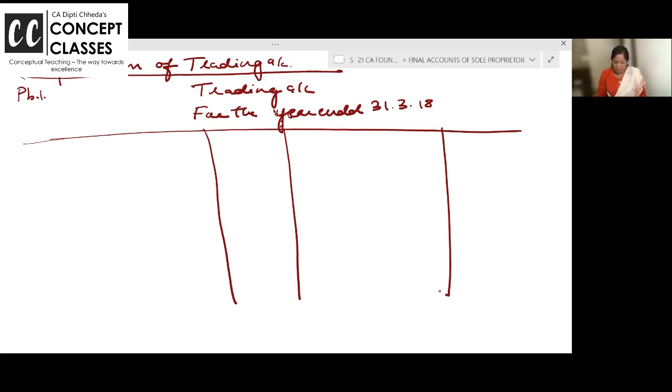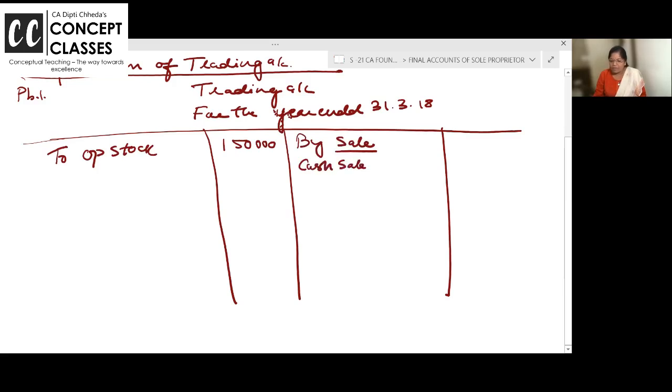First item is given as opening stock. Sometimes in the exam, the first item they give is sale or closing, but you have to see if the parking of the place is fixed. Opening stock 1,50,000. Now they have given cash sales, so we will write sales, inner column, cash sale 60,000, credit sale 12 lakh.